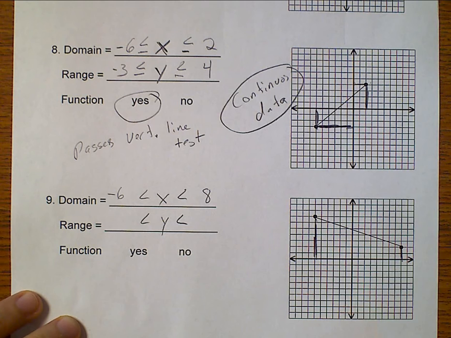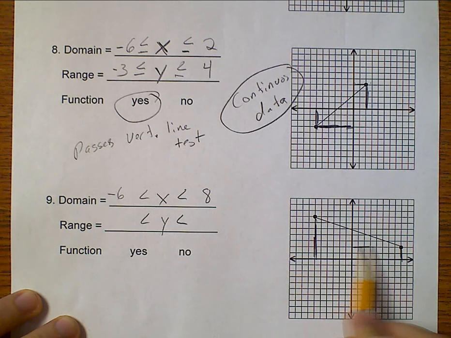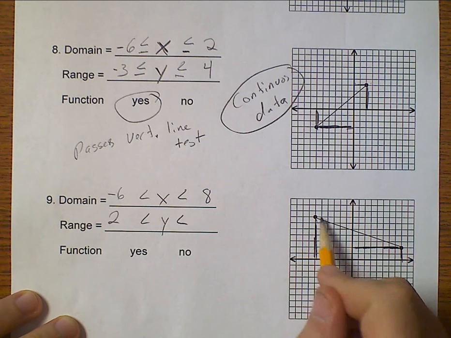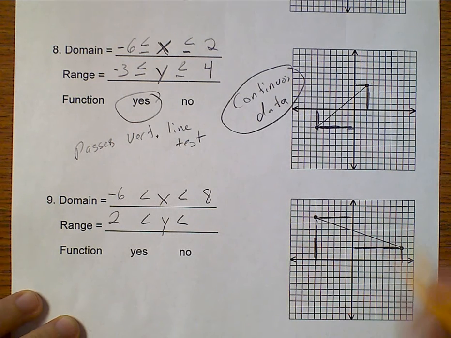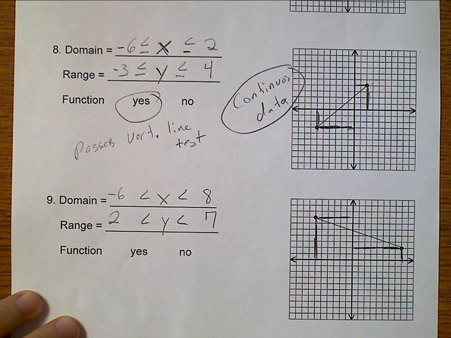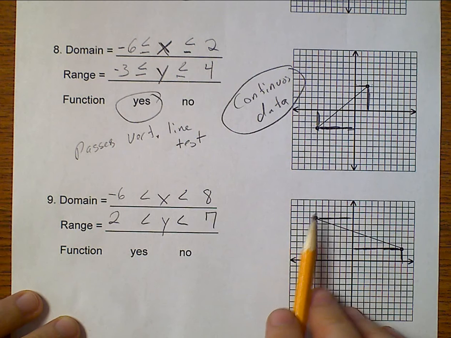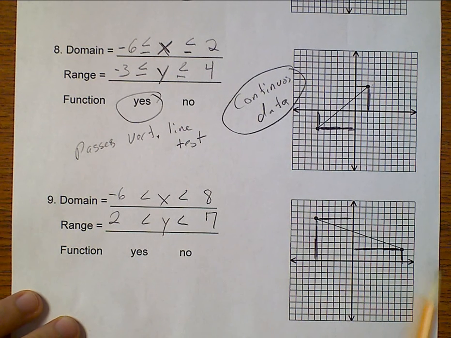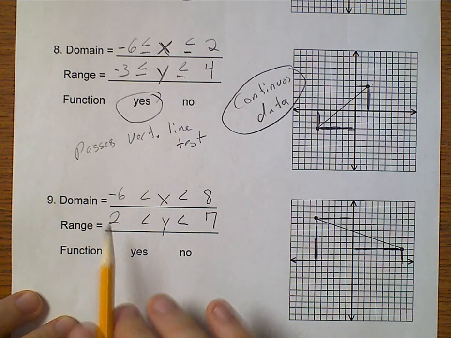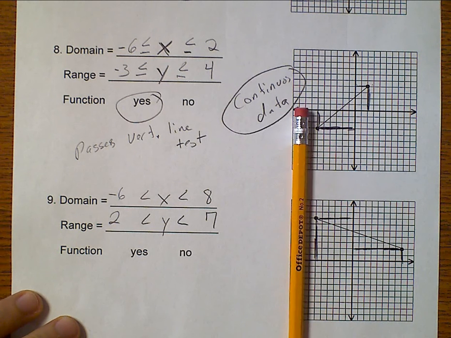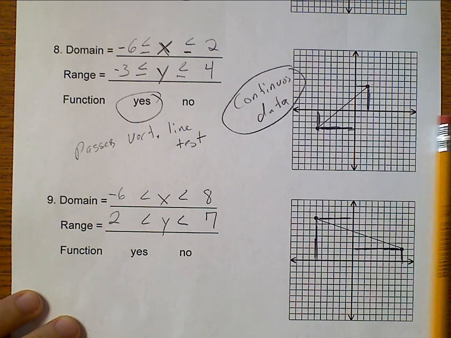Now let's look at our y values. My smallest y value is 2. And my biggest y value is 1, 2, 3, 4, 5, 6, 7. Now, even though this is to the left, it is up high, and so is my biggest y value. Even though this is off to the right, it's down low, and so it is my smallest y value. And does this pass the vertical line test? Yes.